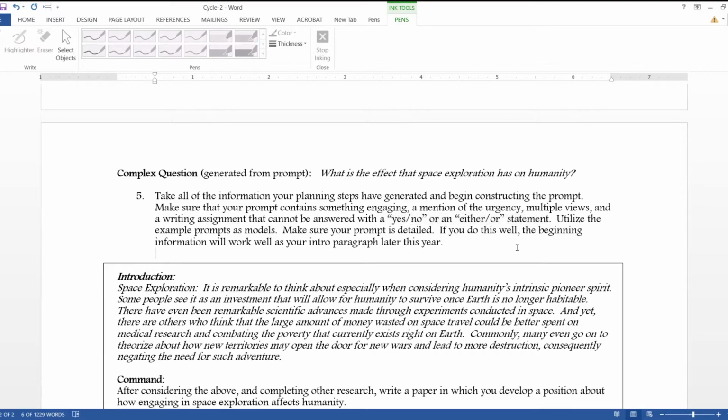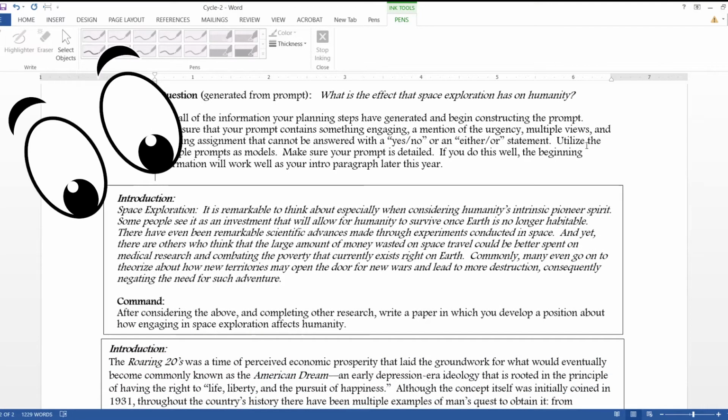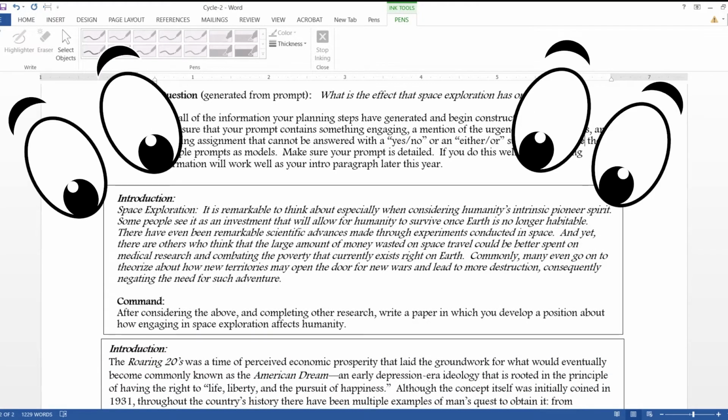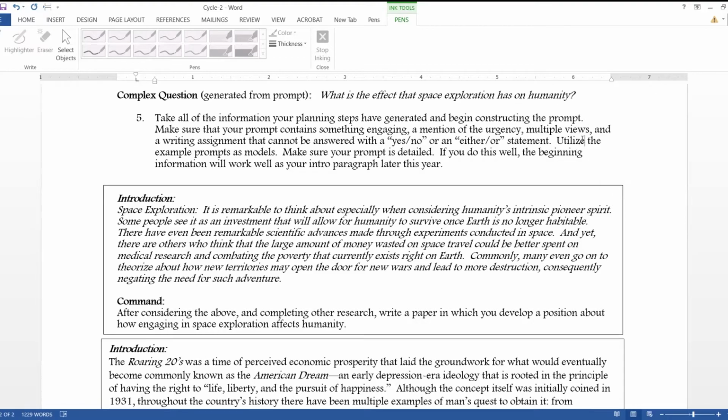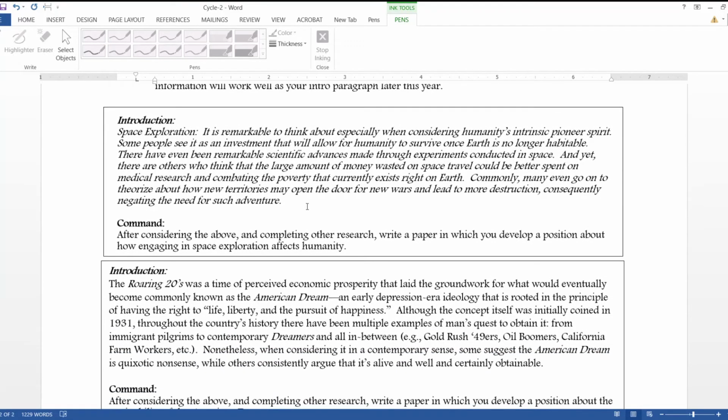Okay? Utilize the examples below. Observe the example prompts below as models. I'm going to actually change this language here to say observe because it's important. Observe the example prompts below as models. You have to check these out. Make sure that your prompt is as detailed as what's listed down here. And if you actually fill in this information well, this information right up here, you're going to be in good shape because this will work pretty well for your intro paragraph.